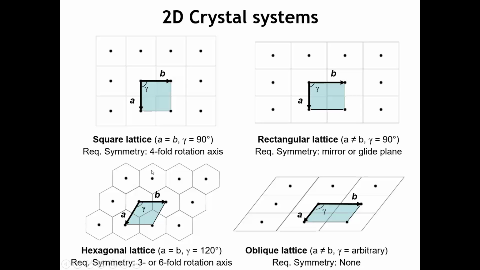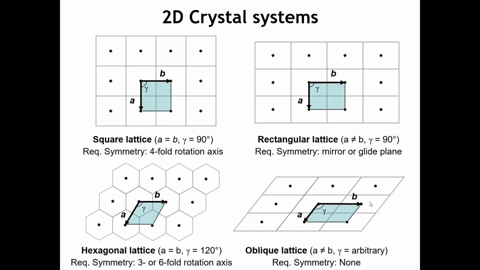So either a sixfold or a threefold rotation axis, the presence of that tells us we have a hexagonal crystal. If you have a rectangular unit cell, you might have a twofold rotation axis, although that's not required, but you will have either a mirror plane or something called a glide plane that we haven't yet discussed. And if you have the oblique lattice, then you don't have to have any symmetry other than just the translational symmetry of the repeating unit.